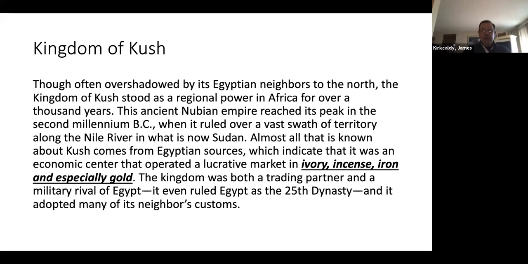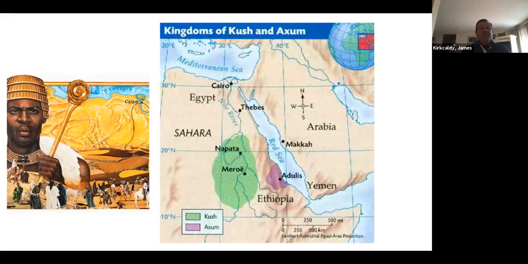This is where the Egyptians got their gold from, was Kush, which is along the Nile River, but just south of what we today call ancient Egypt. And there's a good map of it. Ancient Egypt, and here you can see what Kush would be.